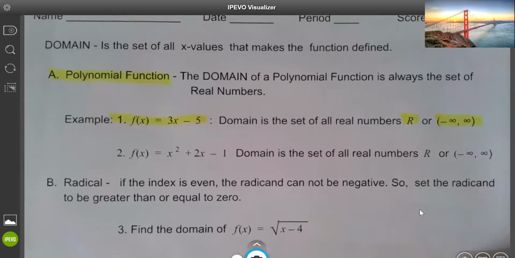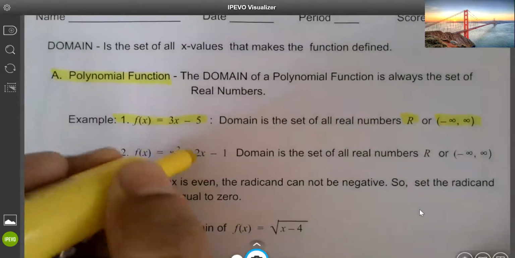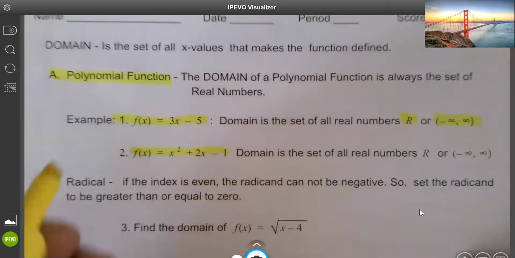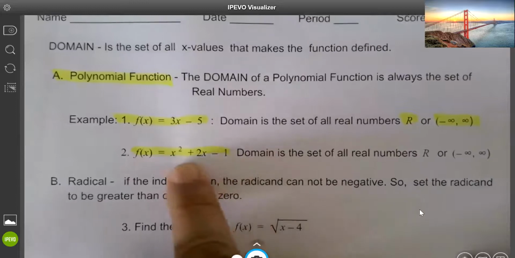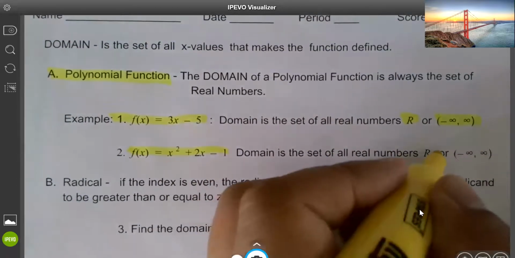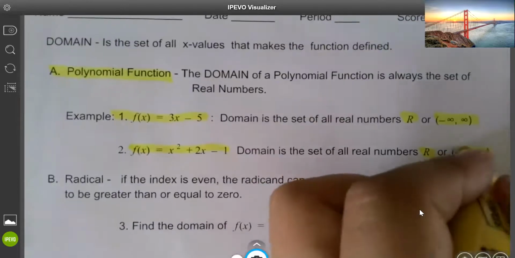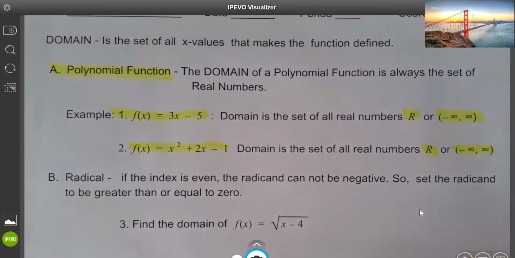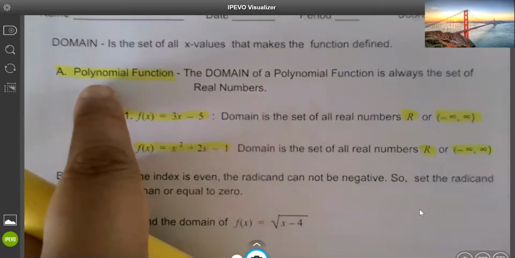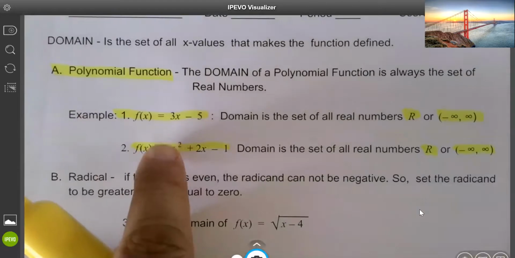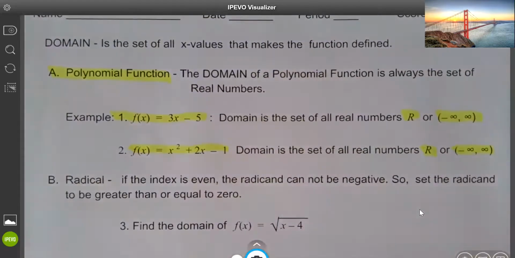Same thing with example number 2. You have f(x) = x² + 2x - 1. Again, this one is a polynomial function, and so the domain is the set of all real numbers or all numbers from negative infinity to positive infinity. So I repeat, if the given is a polynomial function, you don't need to do anything because the domain is the set of all real numbers.